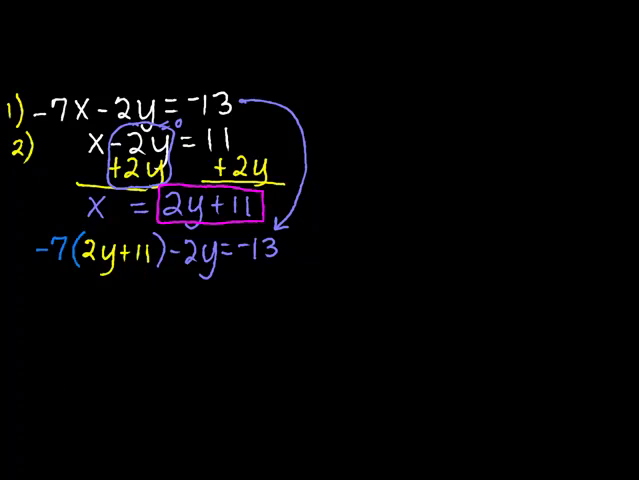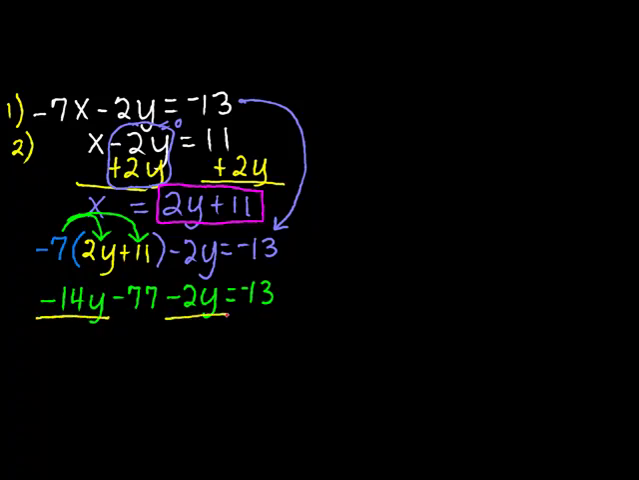All right, now for a little simplifying. The distributive property is going to make negative 7 times 2y become negative 14y. And negative 7 times 11 is negative 77, minus 2y equals negative 13. I'm going to combine my two like terms, that's this one and this one because they both have y in them. And I'm going to have negative 14 plus negative 2 is negative 16y minus 77 equals negative 13.